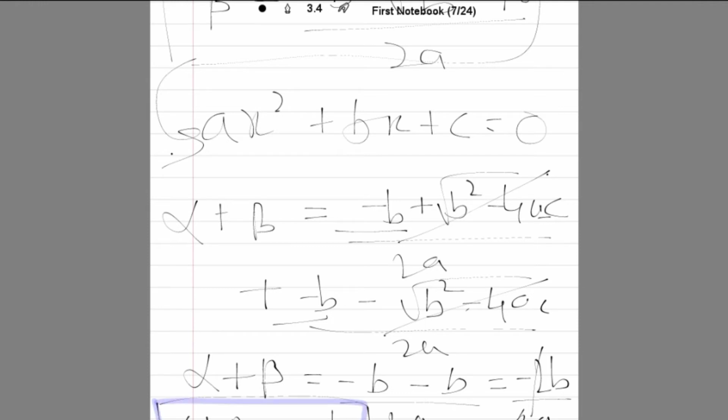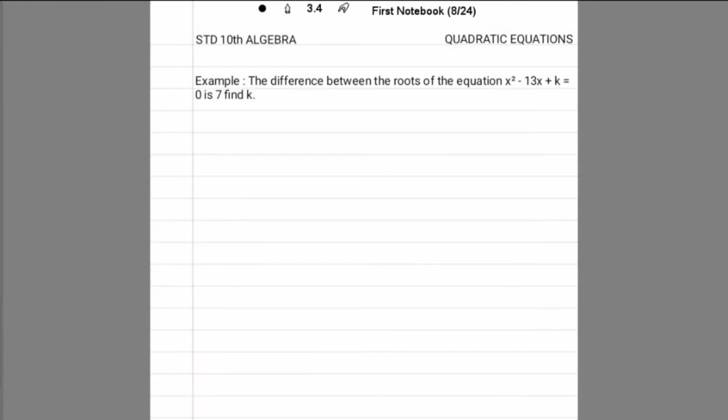And the second relation is alpha into beta is equal to c upon a. Now I'm not going to derive it here. You can just try it on yourselves and get the value of alpha into beta is equal to c by a. So I will just tell you the answer, and you can just try by multiplying those two roots. Okay, so this alpha into beta is equal to c by a.